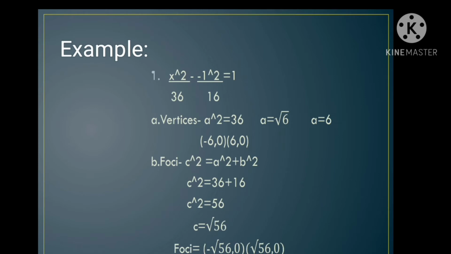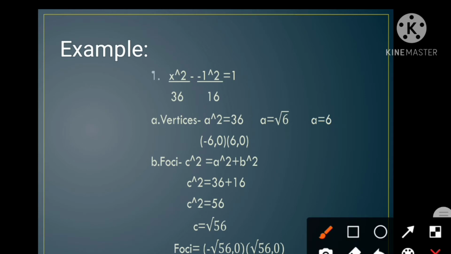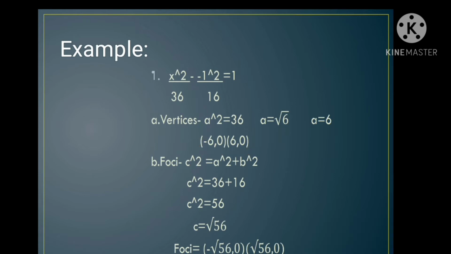Example: x squared over 36 minus y squared over 16 is equal to 1. So for the vertices, a squared is equal to 36, so a is equal to 6. So the vertices are negative 6, 0 and positive 6, 0. So here, these are the vertices.